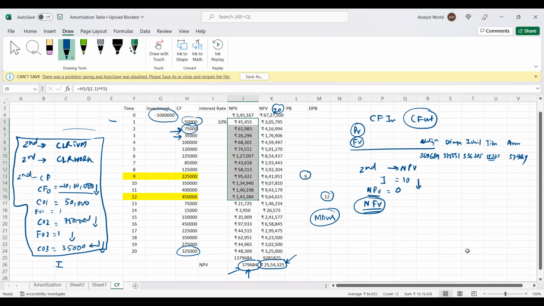All right. So what I want you to do is one more little exercise. It is not exactly going to match, but I want you to do this math: 1.1 to the power 20 multiplied by this figure, 379,684. Kindly do this math and see what value you're getting.